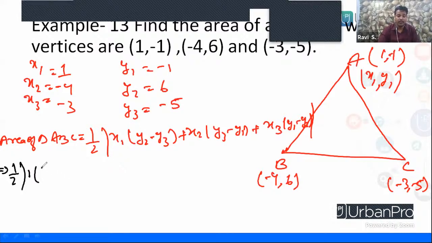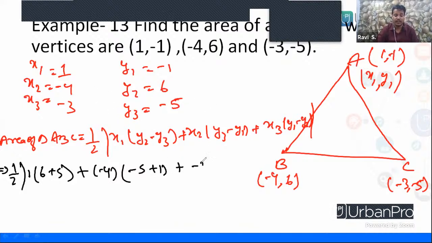So 6 minus (-5) will give you plus 5, correct? Now 6 plus 5, and x2, what is x2 here? It is -4, correct? -4, and y3 minus y1. So y3 minus y1 is -5, and again here it will become plus 1, correct now? And what about this x3, guys? So x3 is -3 now, and this will be our y1 minus y2. So y1 is -1 and y2 is 6.